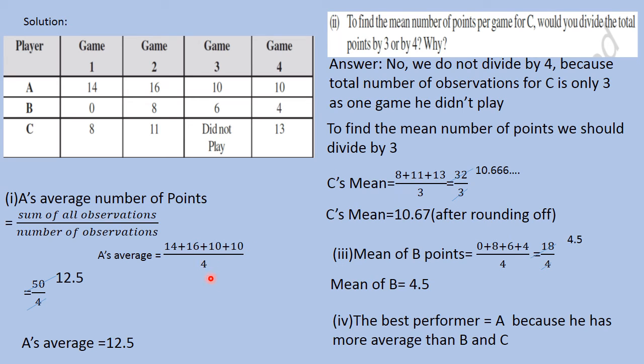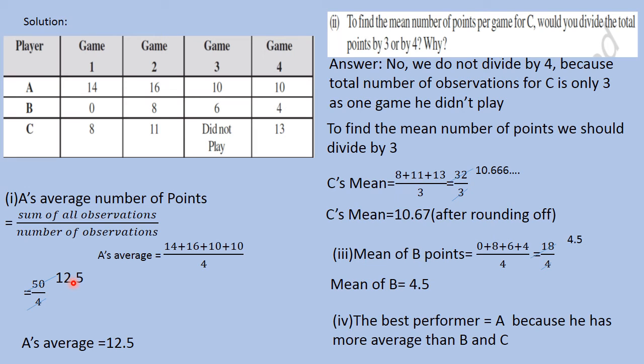So, 4. Now, 14 plus 16 plus 10 plus 10. How much is this? 50. 50 upon 4. Now, cancel it. 4 ones are 4. So, 1 is the remainder. 10, you will have 10. 10 means 4 twos are 8. We had 10 first. So, you will have a remainder 2.